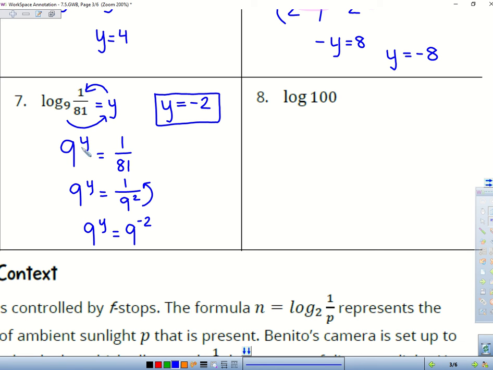So something to think about. If this were just 9 to the y equals 81, you would know, oh, that's 2, right? 9 to the 2nd. If it's 1 over 81, -2. Okay, it just flips the sign of it.